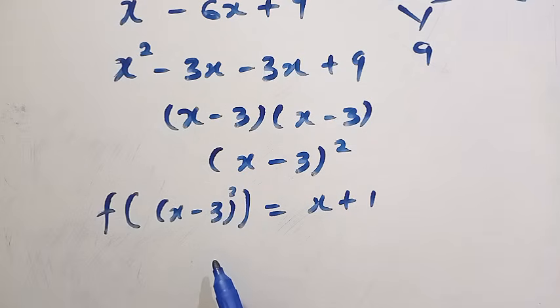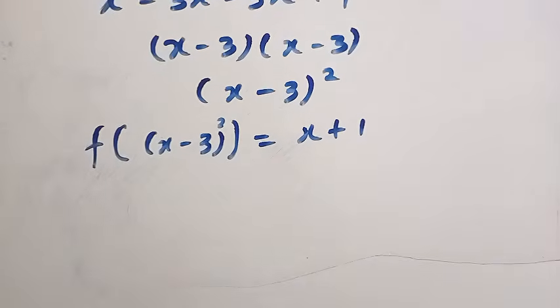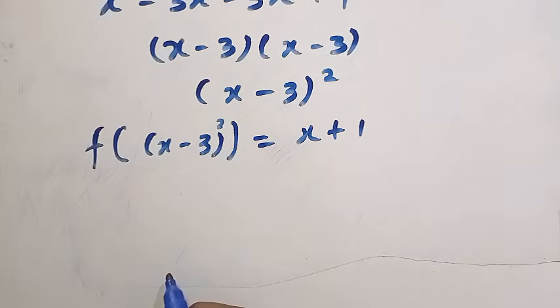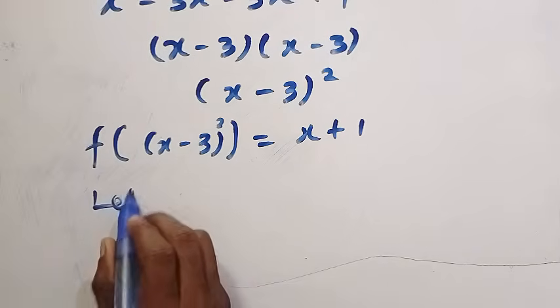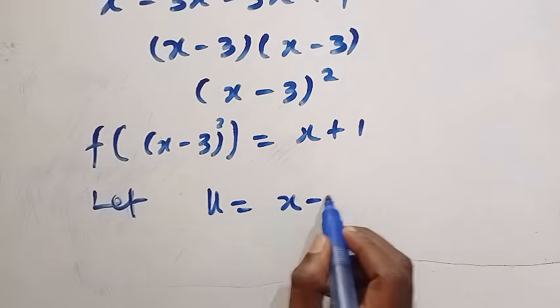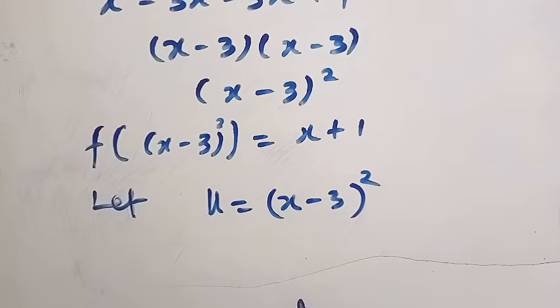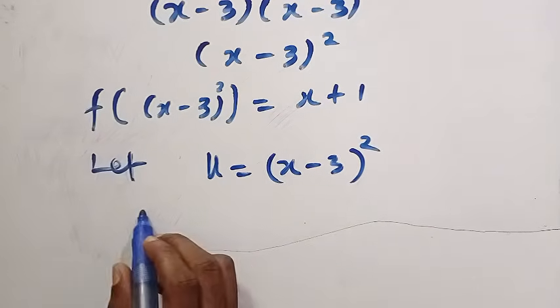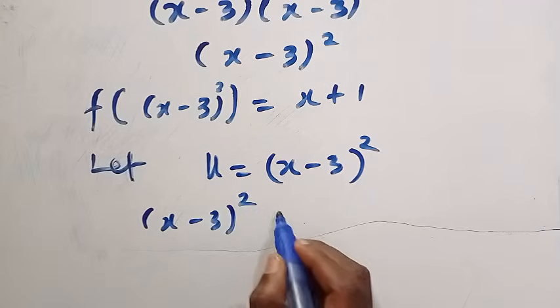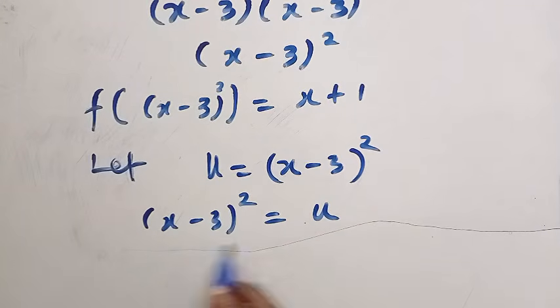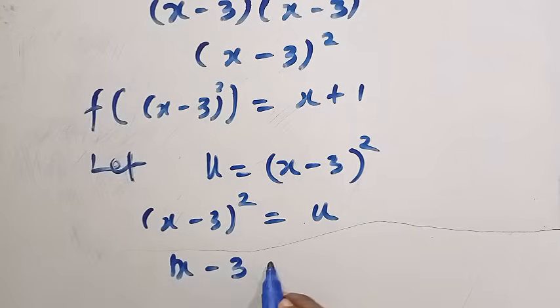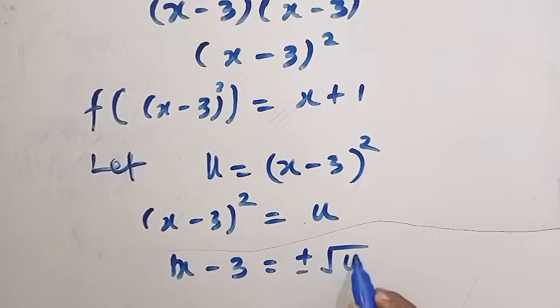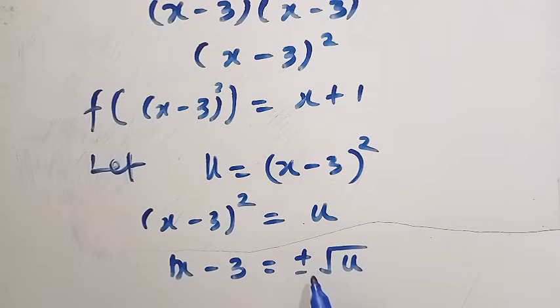then we substitute. So the next step is we apply the substitution method. Suppose I let u equal x minus 3 squared, which we can write as x minus 3 squared equals u. By taking the square root of both sides, we have x minus 3 equals plus or minus square root of u. This was what I said, we have plus or minus, and the x here is not one-to-one. So we can have more than one solution.